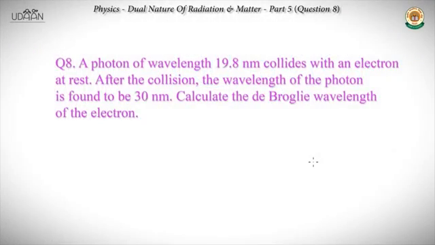So coming to question number 8, a photon of wavelength 19.8 nanometer collides with an electron at rest. After the collision, the wavelength of the photon is found to be 30 nanometer. Calculate the de Broglie wavelength of the electron. Right, so we entered the concept of de Broglie wavelength.